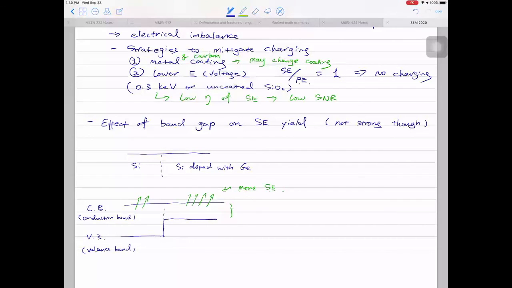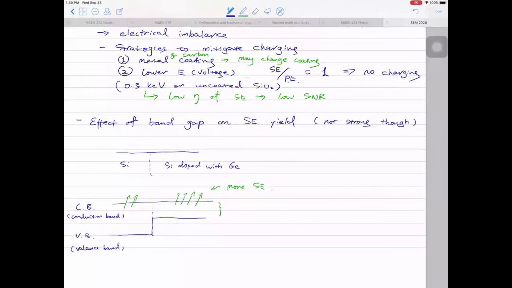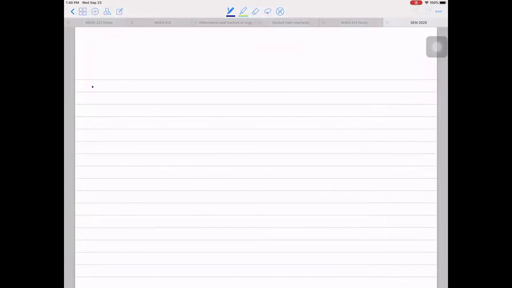Okay, that's everything about secondary electrons. The second major type of information you can acquire from the interactions of the electron beam and material is the backscattered electrons. So that's the second type of signal we can generate. In abbreviation, it's called BSE.